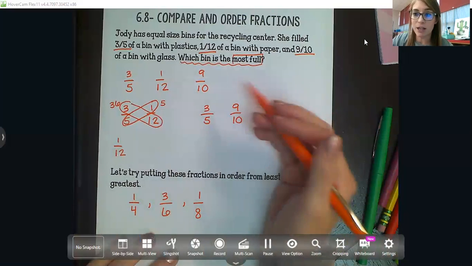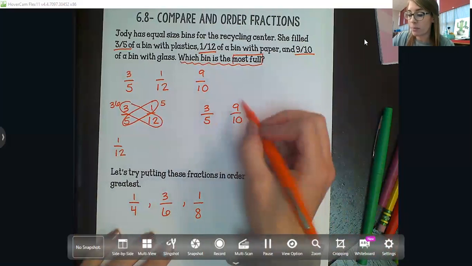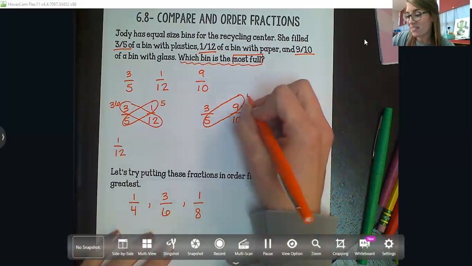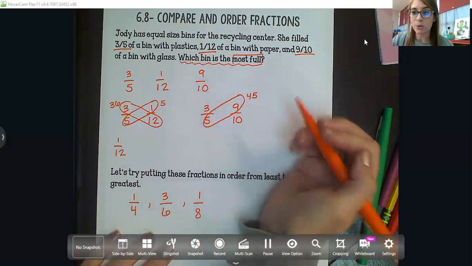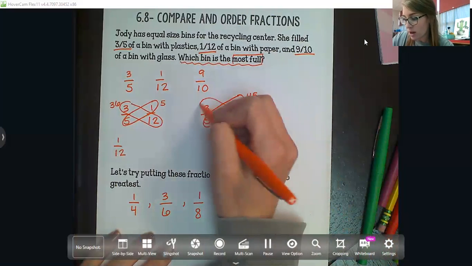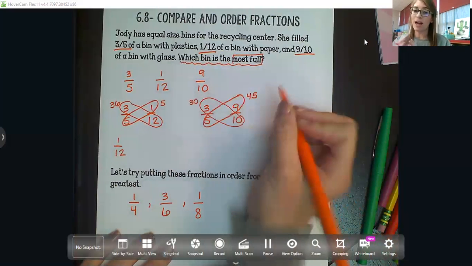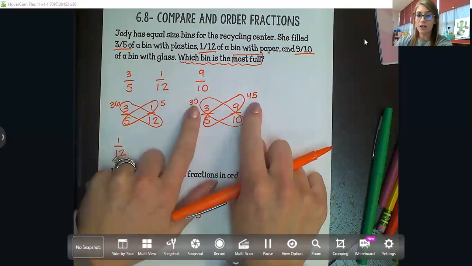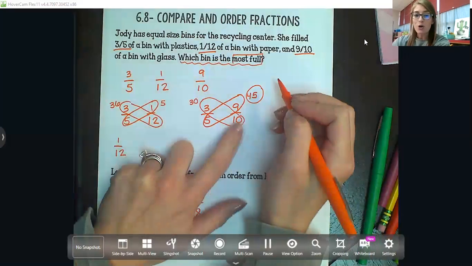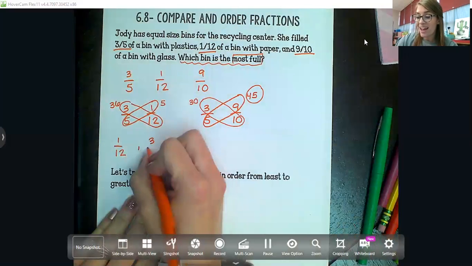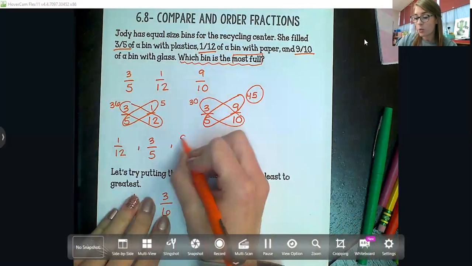We're going to compare these by doing what? Very good, the butterfly method, cross multiply. So 5 times 9 is 45, very good. And then we're going to do, very good, cross multiply the other way. 3 times 10 is 30. Great job. Okay, so we've got 30 and we've got 45. Which fraction is larger? Right. 9/10 is larger, which means that 3/5 will go in the middle, and then 9/10 will go here.